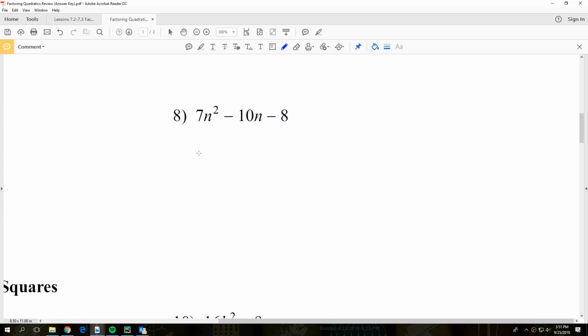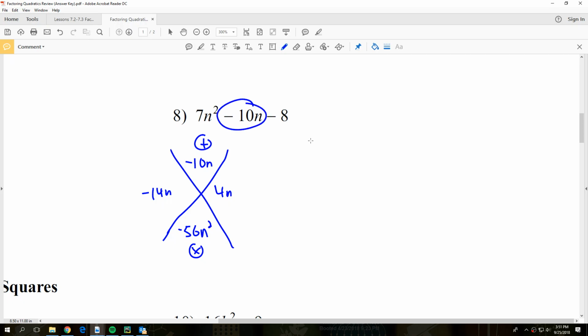And again, we'll do the x method here. So draw a big X. All right, 7n squared times negative 8 would be negative 56n squared, and negative 10n in the middle. Here's my multiplication, here's my addition. And so what two numbers will multiply to get negative 56 and add to negative 10? It should be negative 14n and positive 4n. Negative 14 times 4 is negative 56, and negative 14 plus 4 is negative 10. All right, so that's how we're going to split up our negative 10 here.